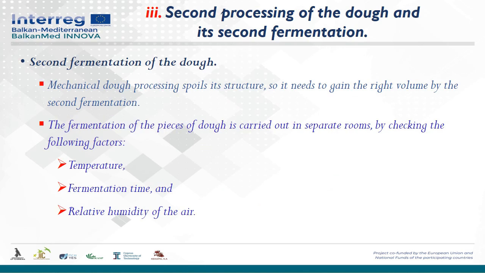Second fermentation of the dough. Mechanical dough processing spoils its structure, so it needs to gain the right volume by the second fermentation. The fermentation of the pieces of dough is carried out in separate rooms by checking the following factors: temperature, fermentation time, and relative humidity of the air. This is because these factors depend on several other factors, such as the type of flour, its quality, the amount and the type of yeast, the way the dough is made, the hardness of the dough, bread assortments, etc.